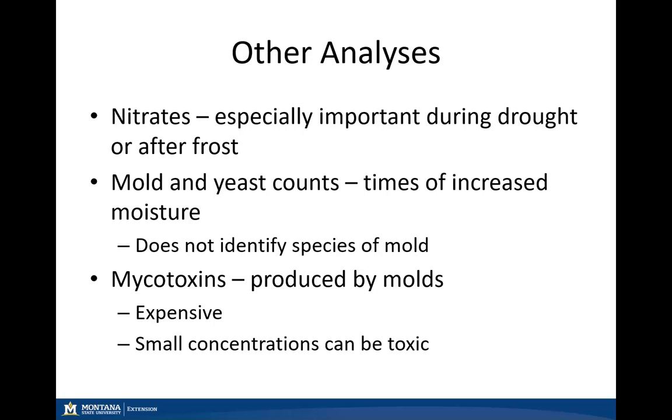And identifying those molds that might be in your hay can help us narrow down which mycotoxins we should be testing for. And we would want to test for mycotoxins because even small concentrations, for example, parts per million or parts per billion, can be toxic to your livestock. So you can send samples to the Scudder Lab at Montana State University, or other commercial labs, and have those mold species identified. And then we can narrow down if we should be doing additional mycotoxin testing.